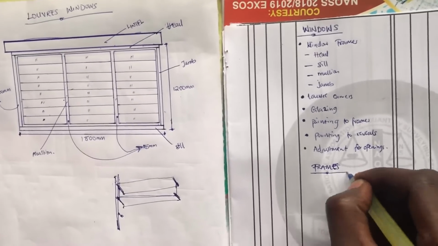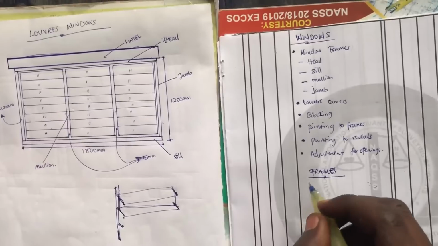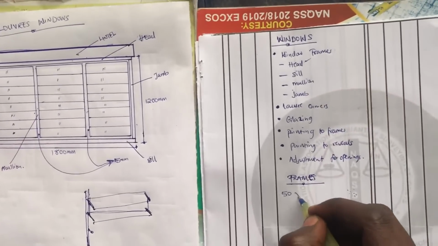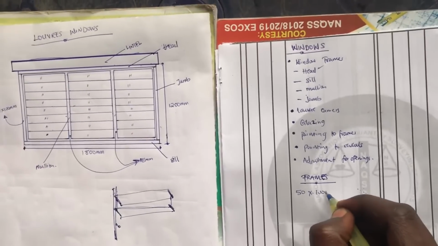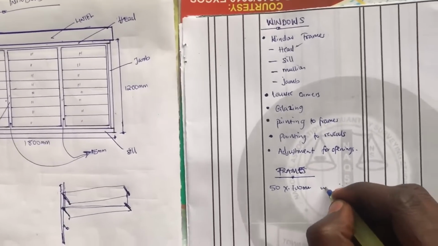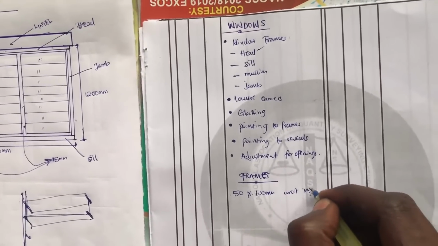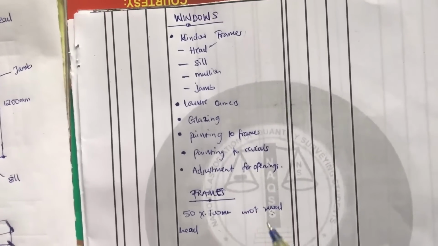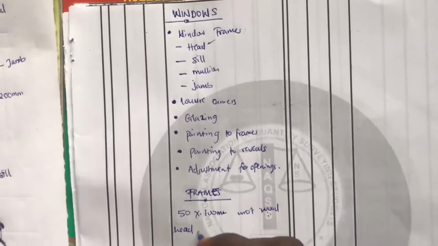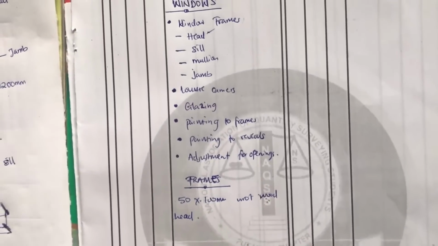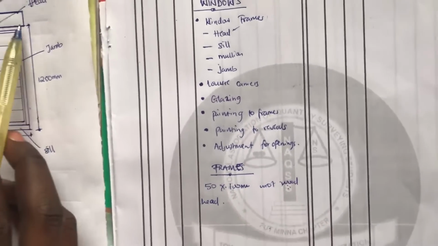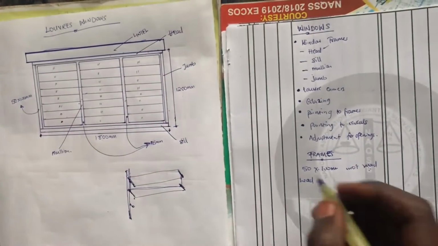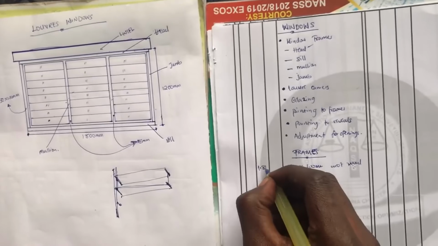And all you need to do is to describe. The descriptions are always easy. Let's start with the head. So I'll have 50 by 100 mm wrought wood head. I can say hardwood head. Look at the dimension of our head, which is given from this point to this point, and the dimension is 1800. So I need to book for my head as 1.80.